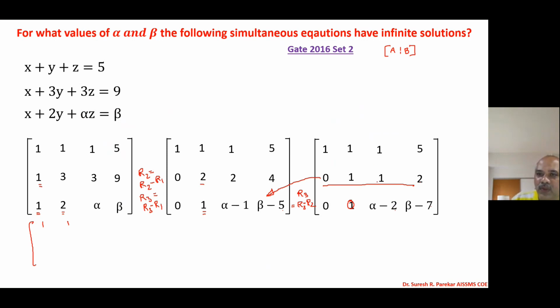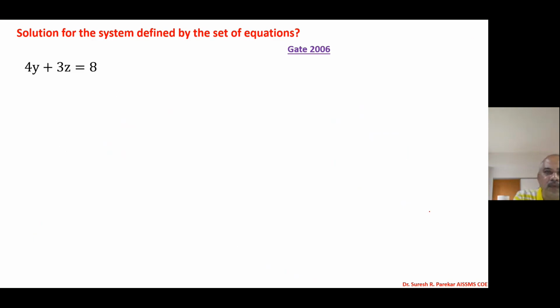Now we have an infinite solution if it is consistent, and it will be consistent when the ranks are the same. Now we consider the rank of this, which is 2, so we should have alpha minus 2 equal to 0, and the rank of this is also 2, so we have beta minus 7 equal to 0. Considering these two, we get the value of alpha as 2 and the value of beta as 7. This problem was asked in 2006. Next: the solution for the system defined by the set of equations.